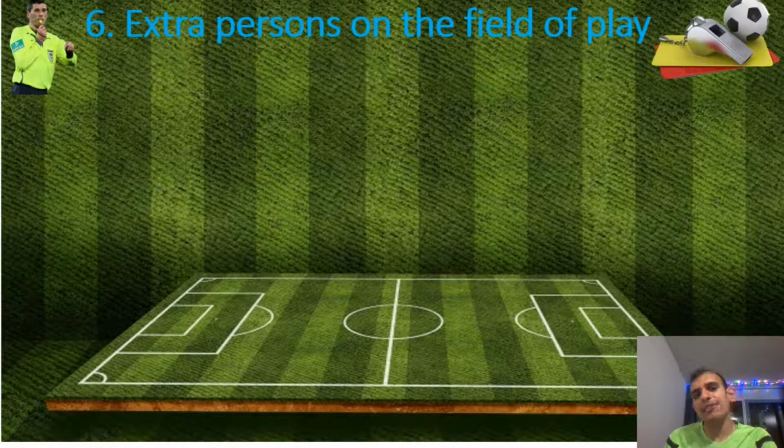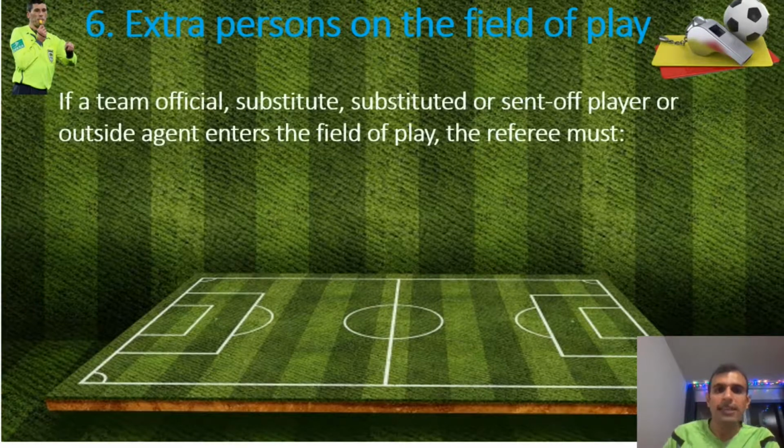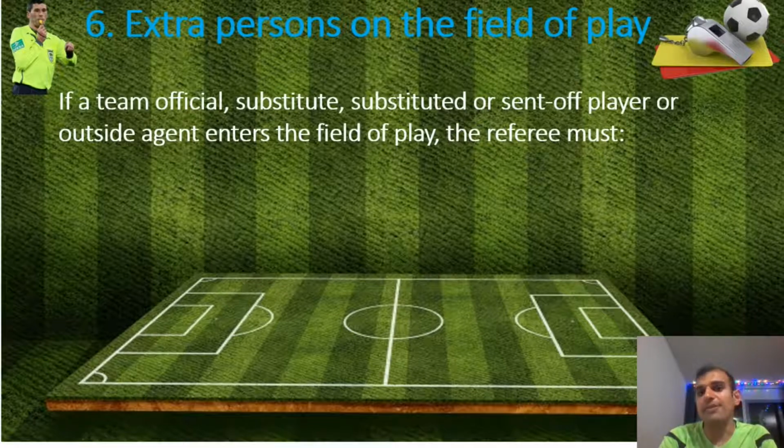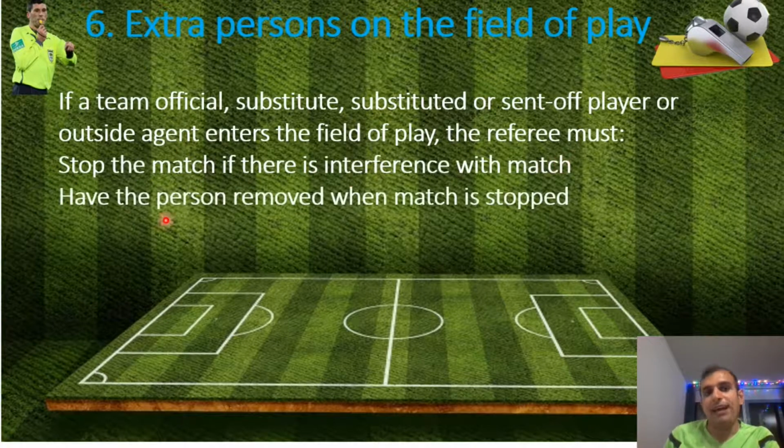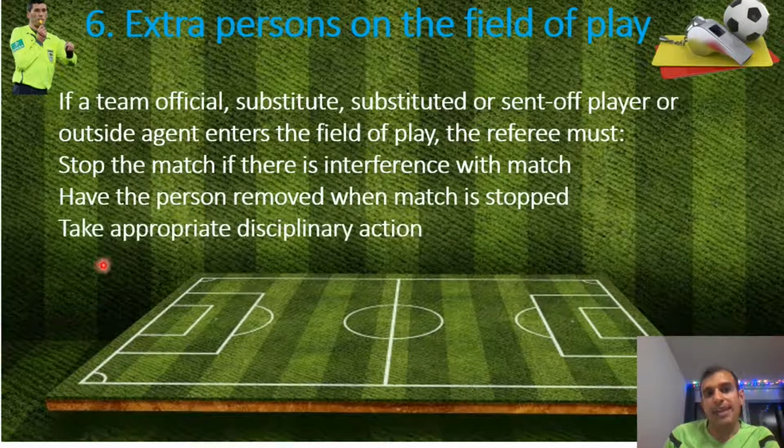And extra persons on the field of play. If a team official, substituted or sent off player, or outside agent enters the field of play, the referee must stop the match if there is interference with the match, have the person removed when the match is stopped, and also take appropriate disciplinary action.